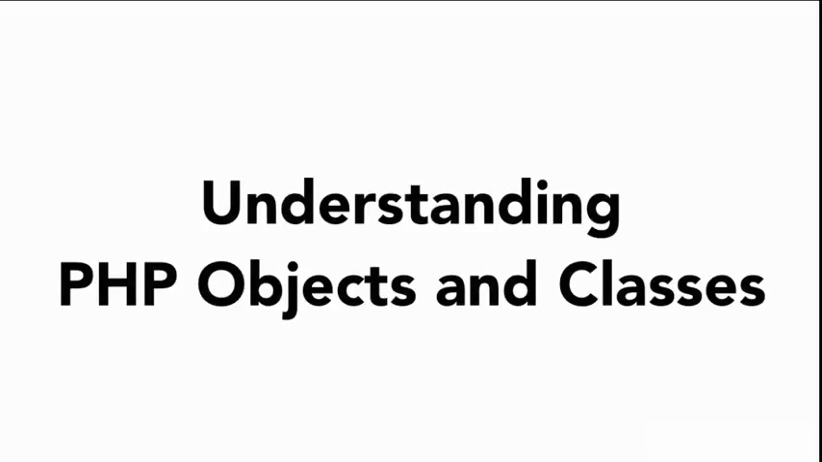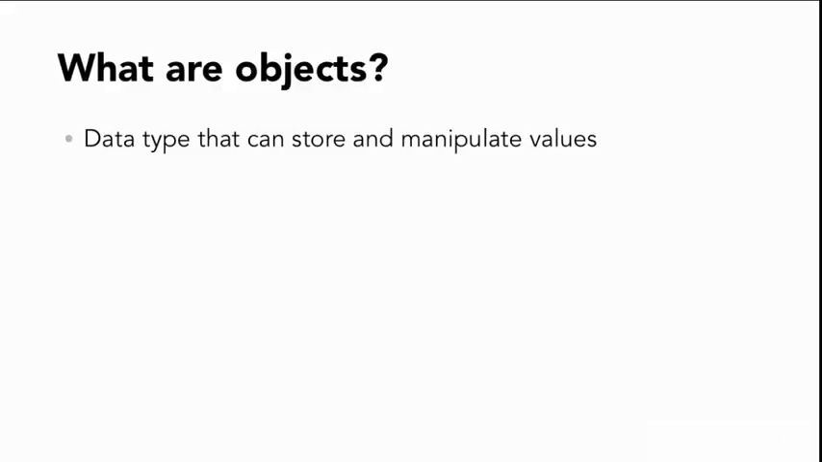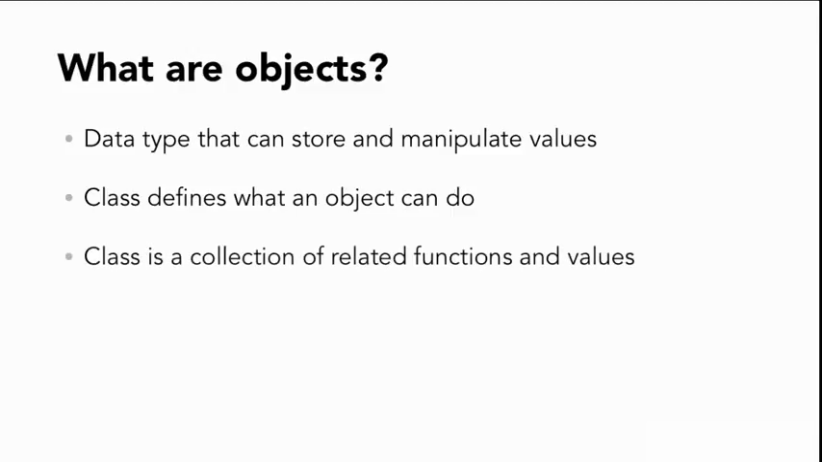Modern PHP makes extensive use of objects and classes, so your knowledge of the language is incomplete without understanding the basics of what they are and what they do. So what are objects? An object is a data type that can store and manipulate values. You create an object from a class, which defines what an object can do. A class is basically a collection of related functions and values packaged as a single unit that acts as a blueprint for creating new objects.